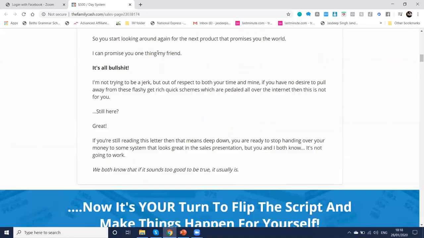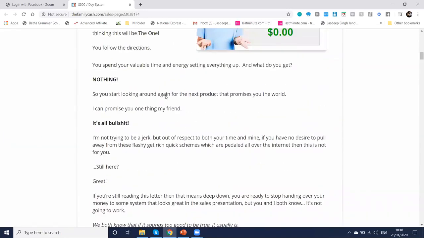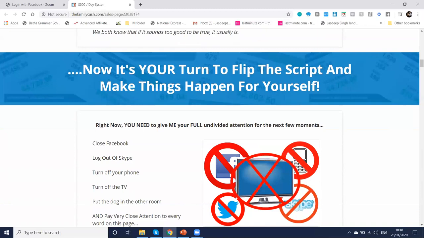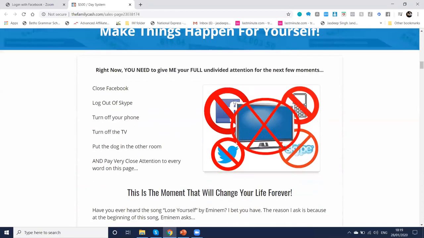So we're engaging them here. Remember the slippery slope method? We're engaging them here. I mean, read it for yourself. Would you be interested in this? I certainly would, if I put myself in the prospect's shoes. Here we're telling them, now it's your turn to flip the script and make things happen for yourself. And again, right now, you need to give me your full undivided attention for the next few moments.